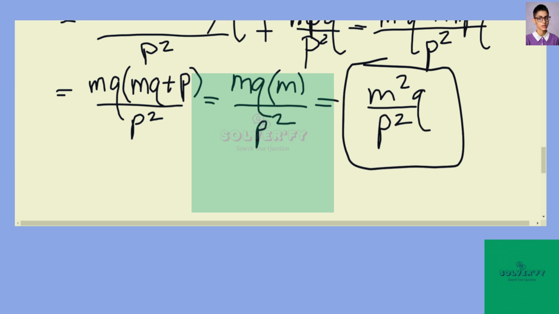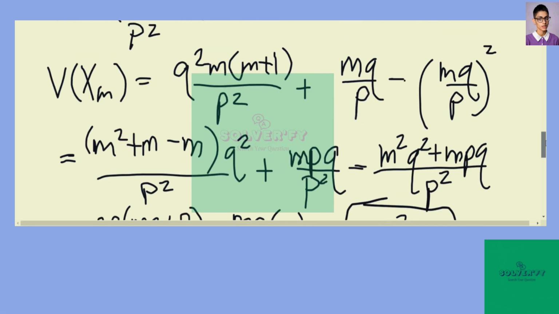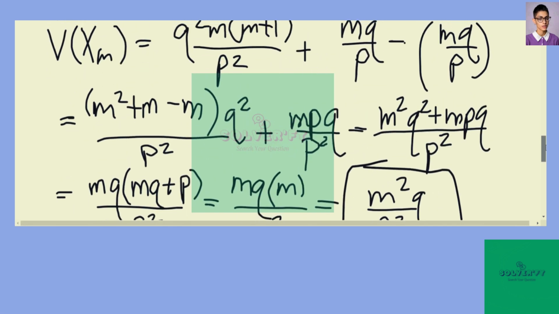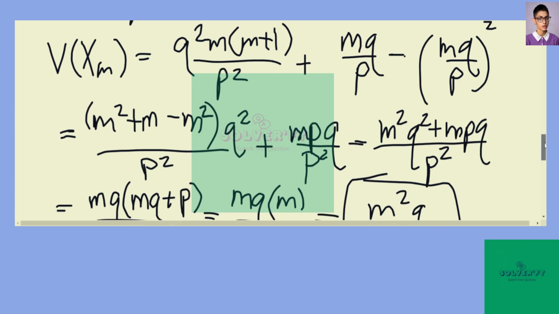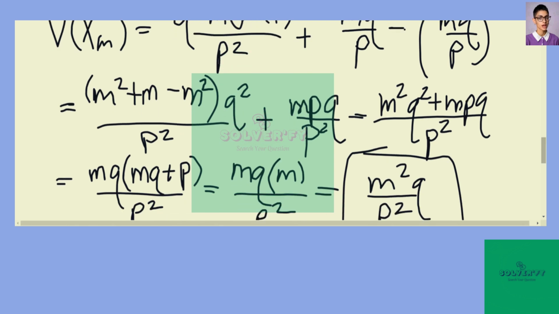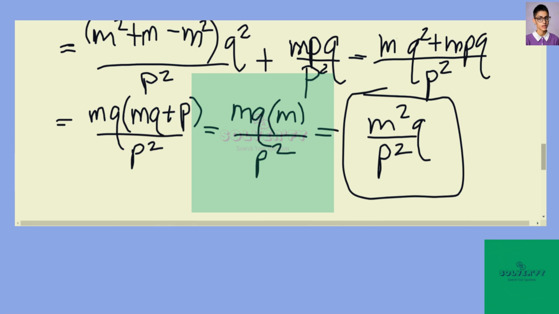So, a slight mistake was made. This should be plus m squared q squared, instead of minus m squared here. And so this is now positive m q squared plus m p q, which is just m q times (q plus p). And we know that q plus p is 1, so this reduces to m q over p squared.